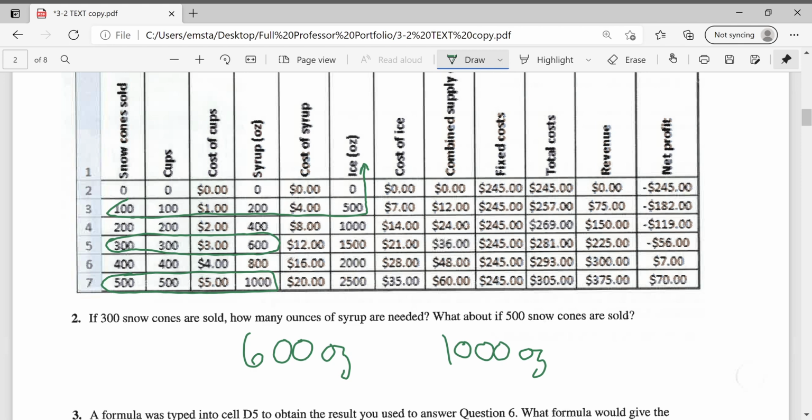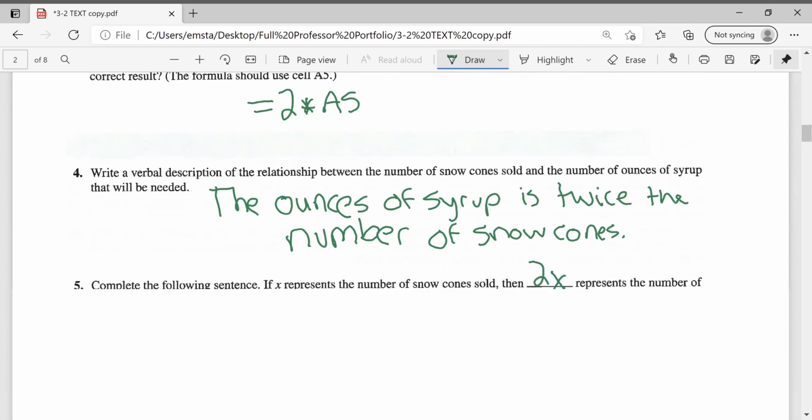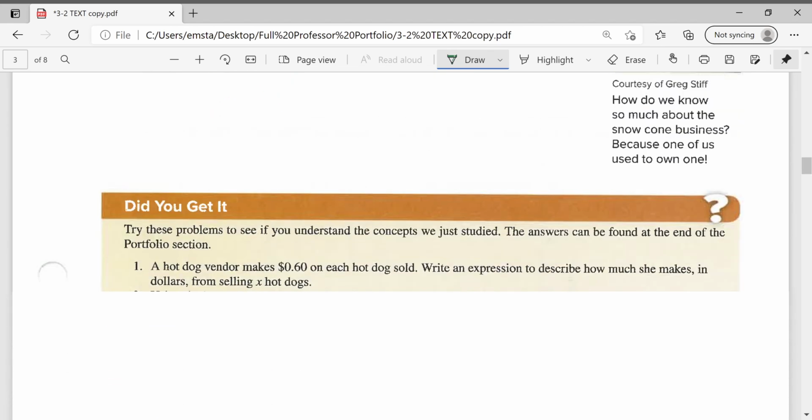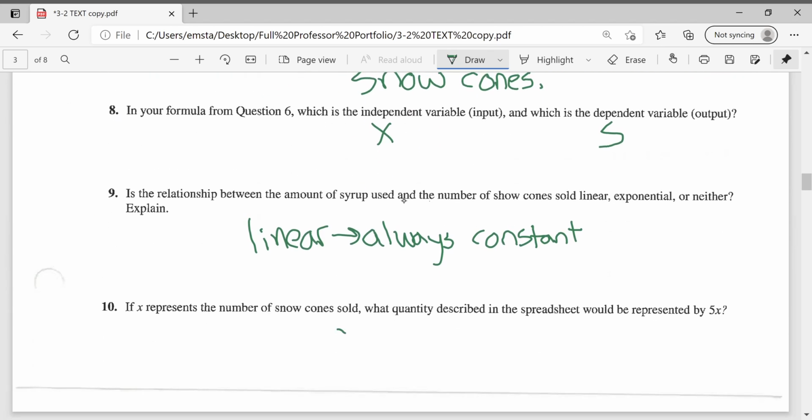Let's see if that works somewhere else too. If I sell 200 snow cones, 5 times 200 is 1,000. Yep, it's the amount of ice. So our answer to number 10 is the ounces of ice.